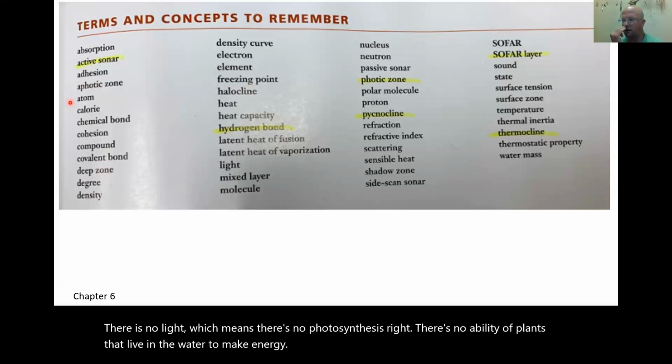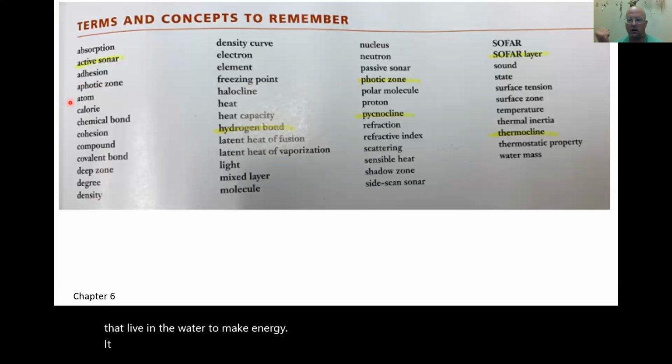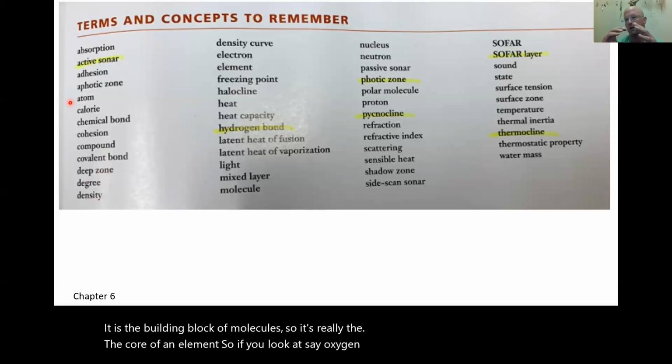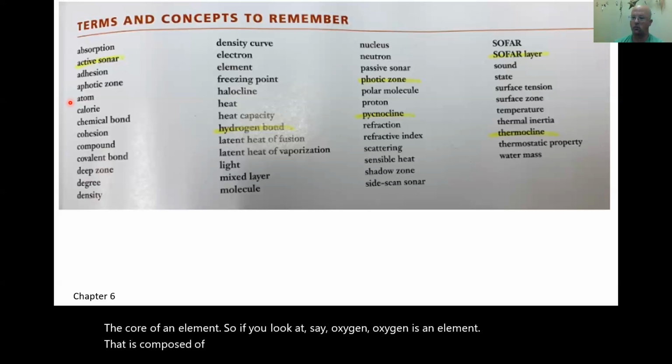Atom is the building block of molecules, right? So it's really the core of an element. So if you look at, say, oxygen, oxygen is an element that is composed of atoms and also other parts that we'll talk about in a little bit.